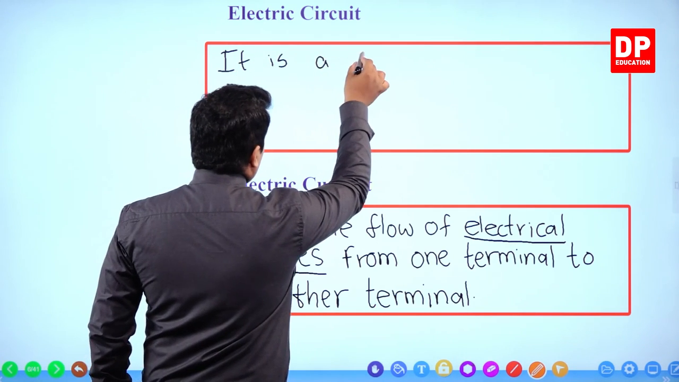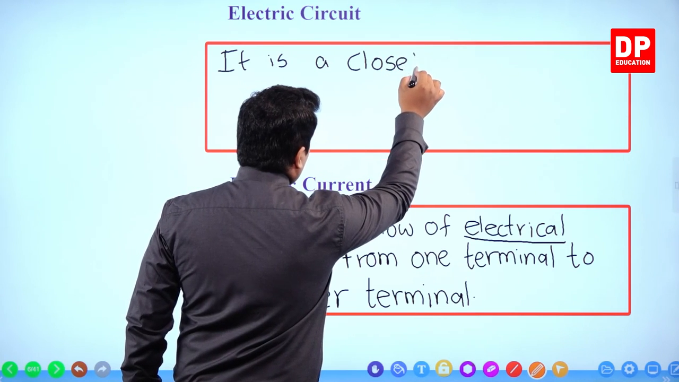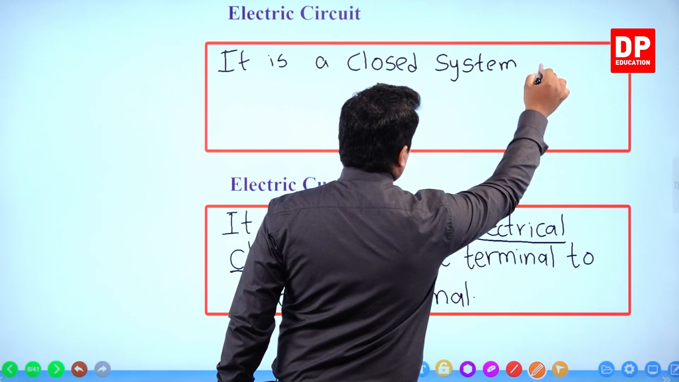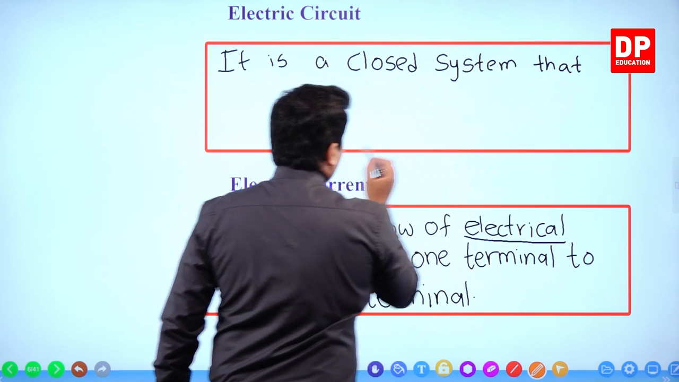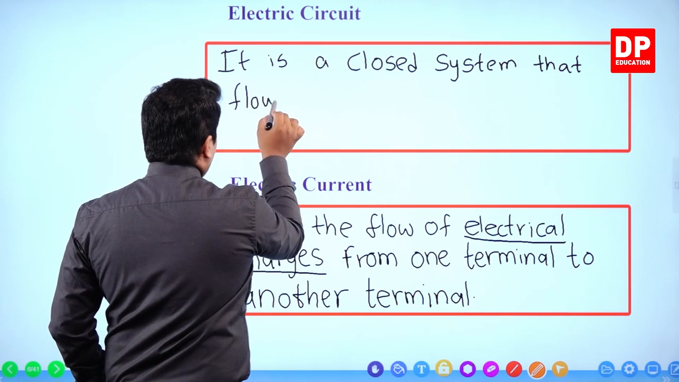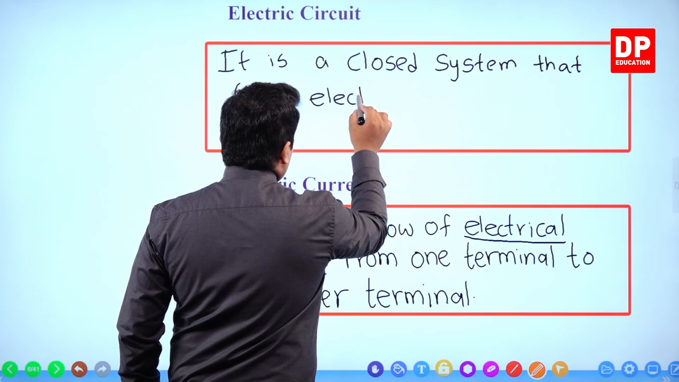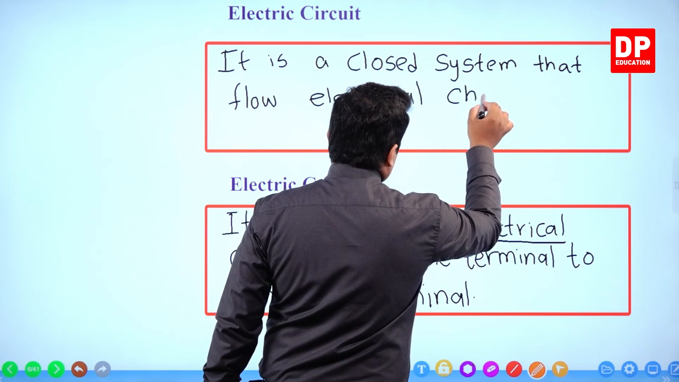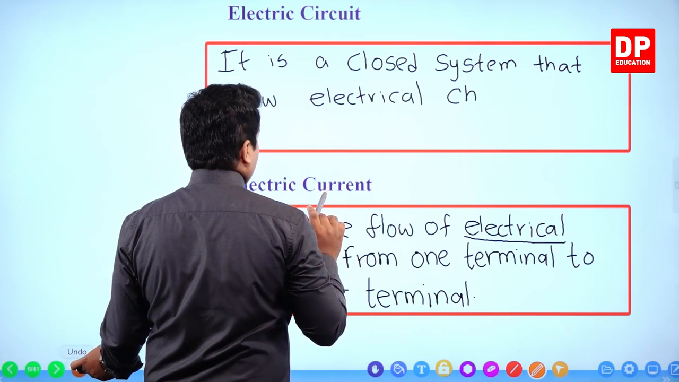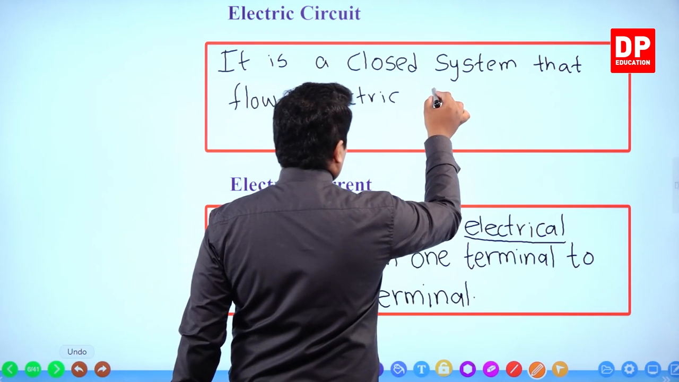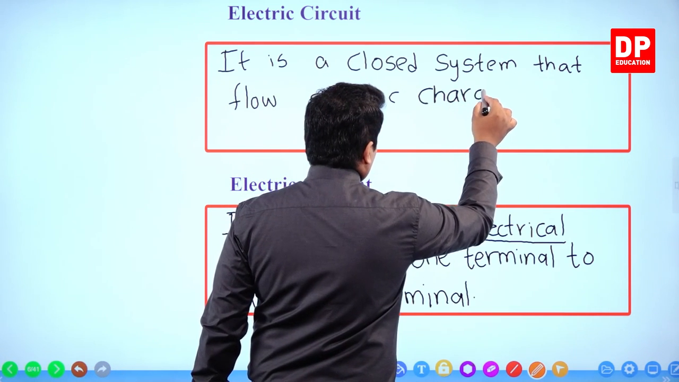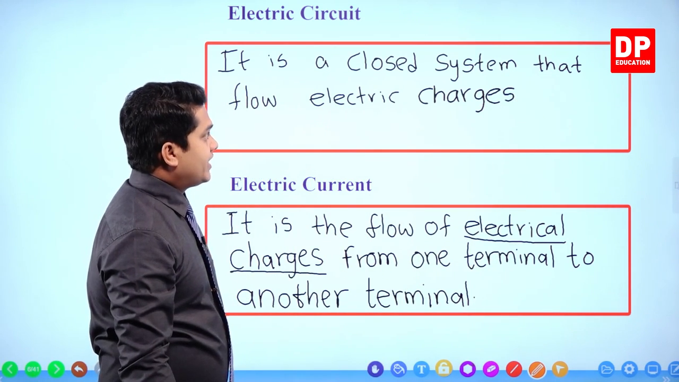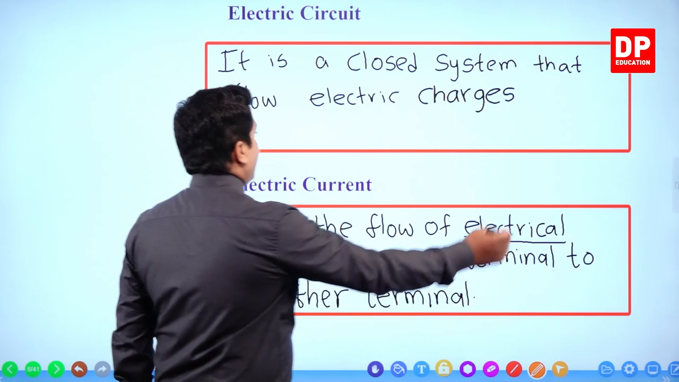It is a closed, remember the term closed, system that flows electrical charges, electric charges. So it is a closed system that flows electric charges. This is called a circuit.